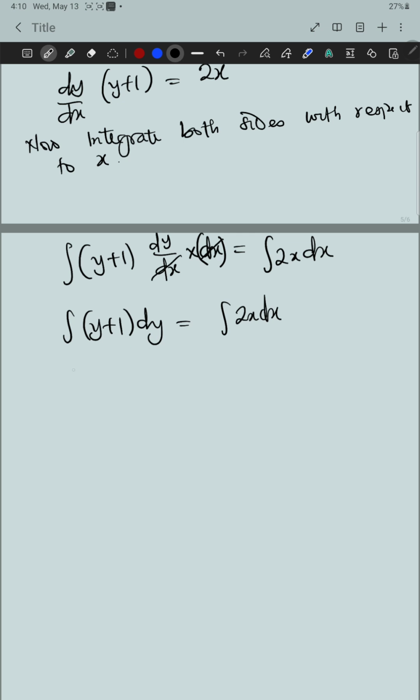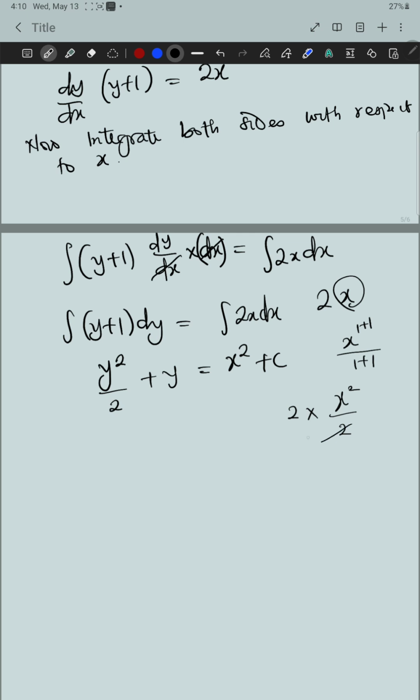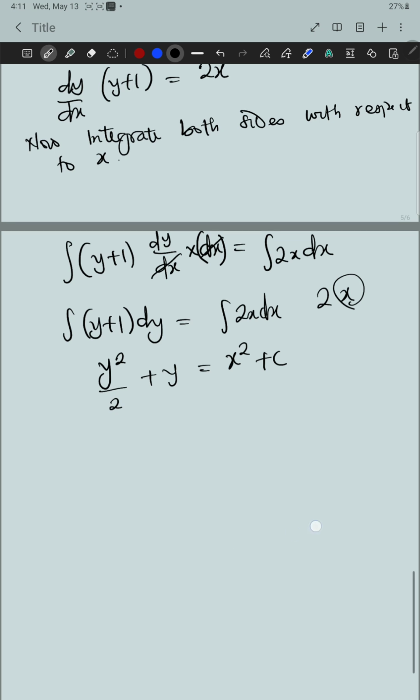If we integrate this, we begin to have y squared over 2 plus y is equal to x squared plus c. The question some of you ask me: how did I arrive at x squared? If you have 2x, the x component of this can be written as x to the power of 1 plus 1 over 1 plus 1, that's x squared divided by 2. Then multiply it by 2, so they cancel out, and you have x squared. Do you understand me now? That was where we were able to find out that this is what we have. Alright, so this is a solution to a differential equation.